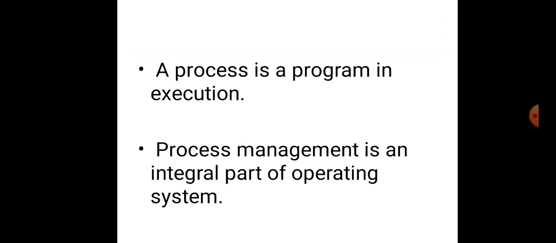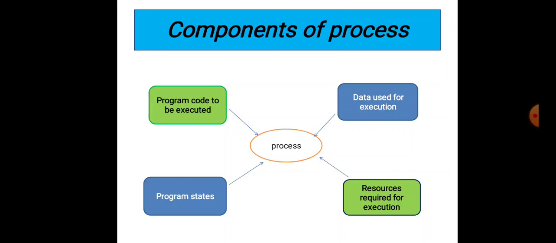A process is nothing but the execution of a program. Process management is an integral part of the operating system. What are the components present in a process? These are the components present in that process: program status, program code to be executed, data used for execution, and resources required for the execution. These are all the components present in a process.